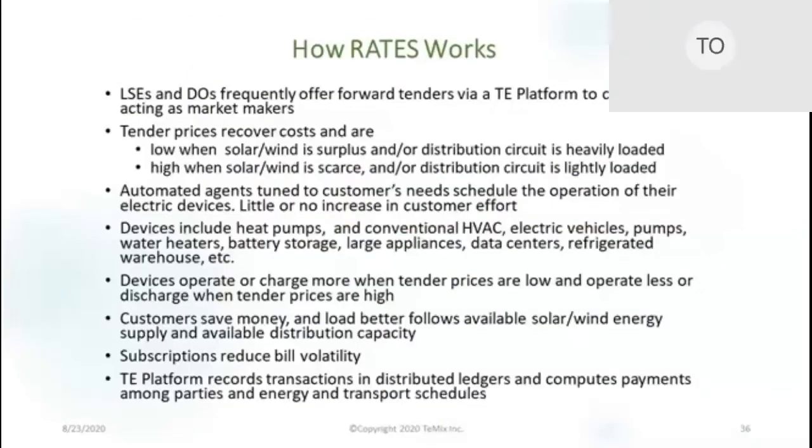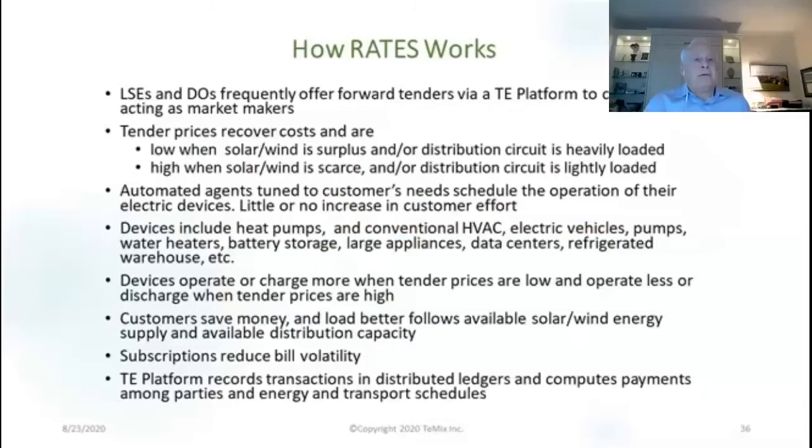Okay. So how does it work? Well, the LSEs frequently offer forward tenders, 5-minute, hourly, 15-minute, even longer, depending on what's available, via the TE platform to customers. And the LSEs are essentially acting as market makers, continuously posting buy and sell tenders, called bid and ask, if you like, that get fed up all the way to end customers and their devices. And so these tender prices are designed to recover all costs, and they're typically low when solar and wind is surplus and the circuit is heavily loaded, and high when the opposite is true, solar and wind is scarce or the distribution circuit is lightly loaded.